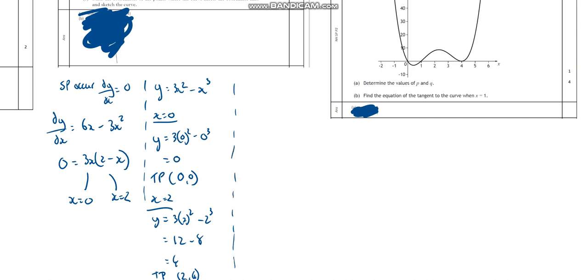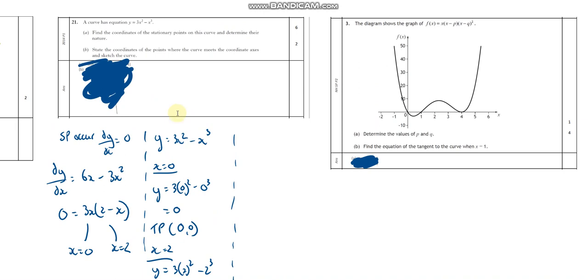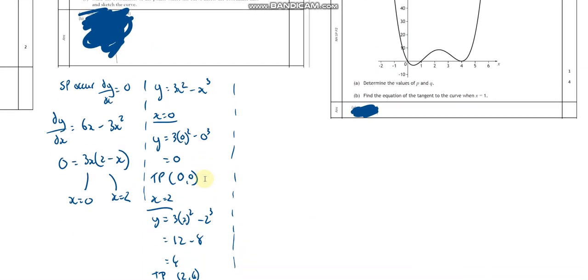I would quite like to know where I cross the y-axis. Could I do that? Yeah, well, let's look. Across the y-axis, x is equal to 0. So that's going to be y is equal to 3 times 0 squared, take away 0 cubed. So that's equal to 0. So I know across the y-axis it's (0, 0). So that's my intercept.